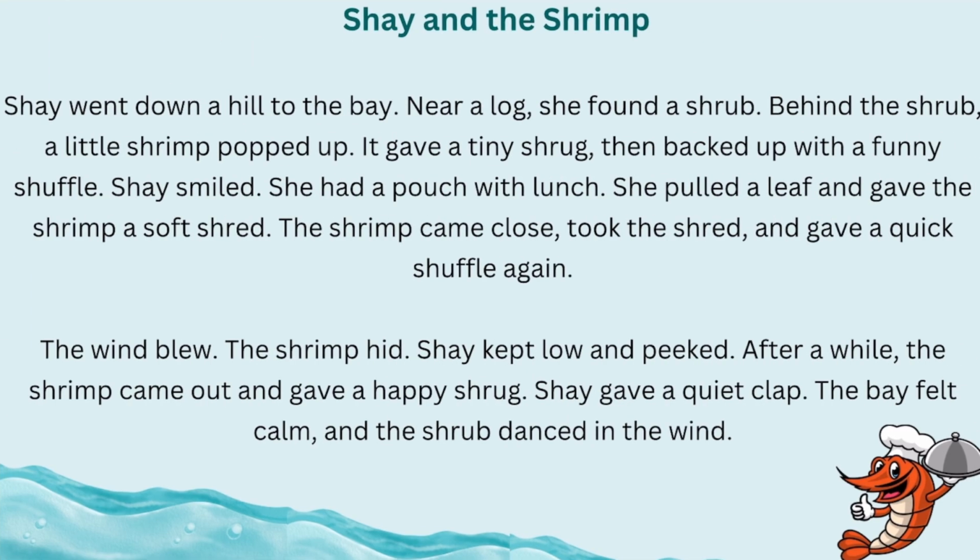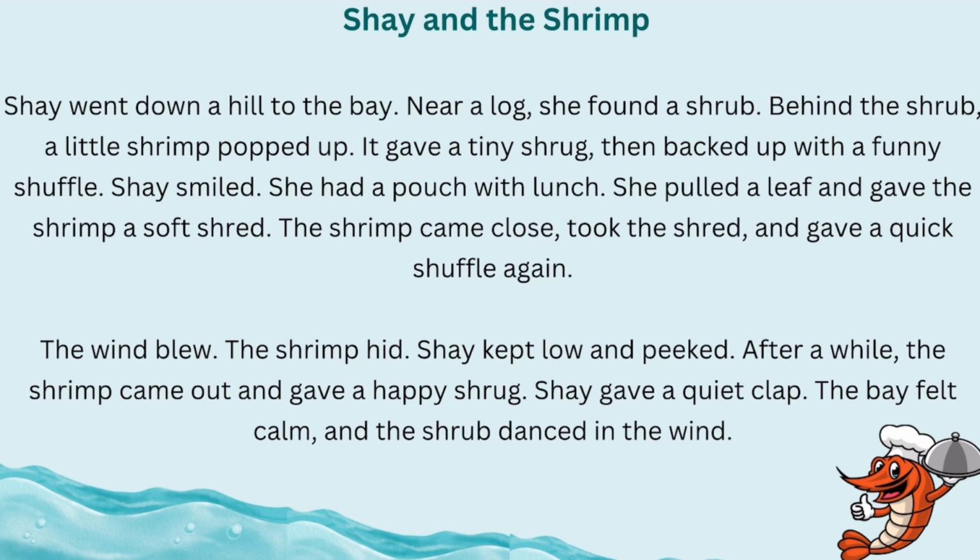Shay and the shrimp. Shay went down a hill to the bay. Near a log, she found a shrub. Behind the shrub, a little shrimp popped up. It gave a tiny shrug, then backed up with a funny shuffle. Shay smiled. She had a pouch with lunch. She pulled a leaf and gave the shrimp a soft shred. The shrimp came close, took the shred, and gave a quick shuffle again.